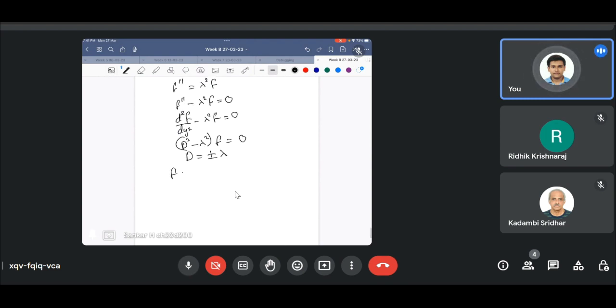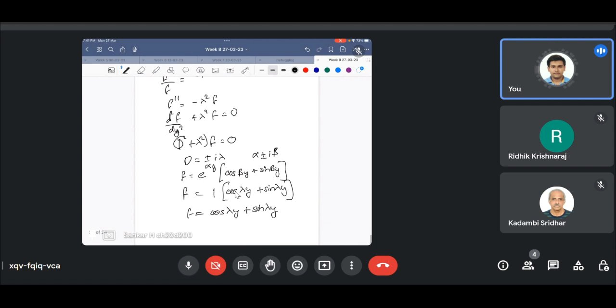A solution with this particular root will have the equation of c1 e raised to lambda y plus c2 e raised to minus lambda y. I forgot to put c1 cos x and c2 sin x earlier. This will also have c1 and c2 here.